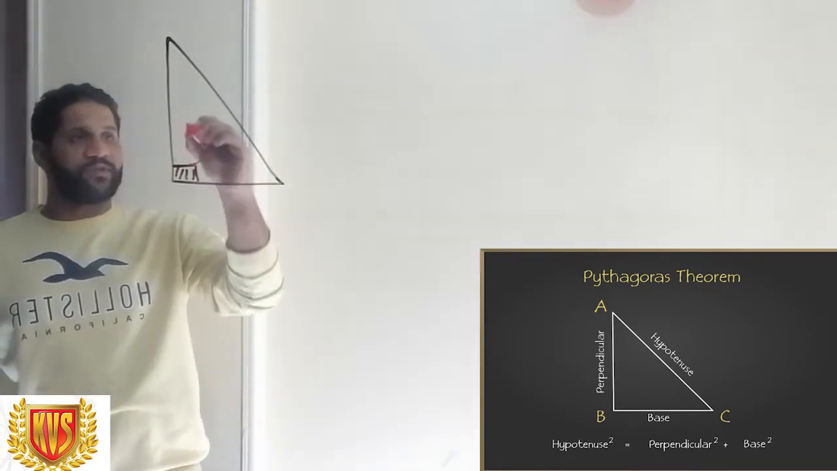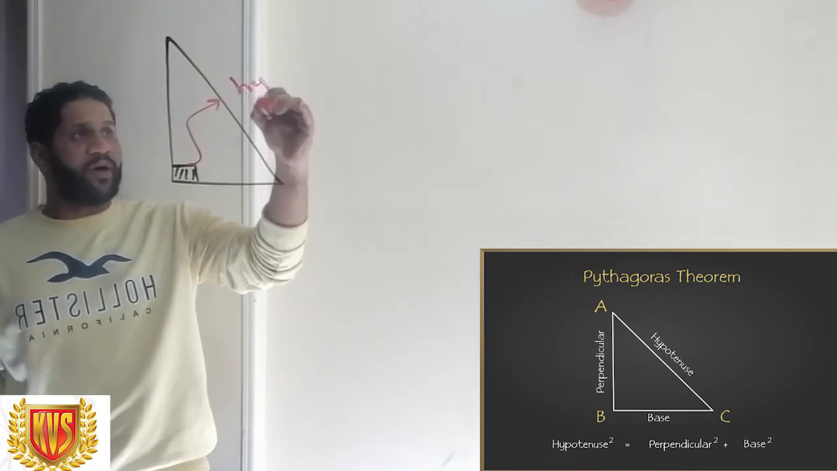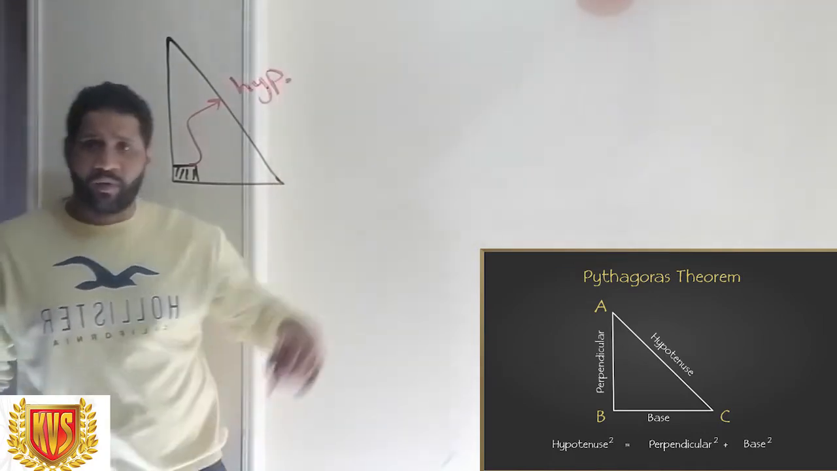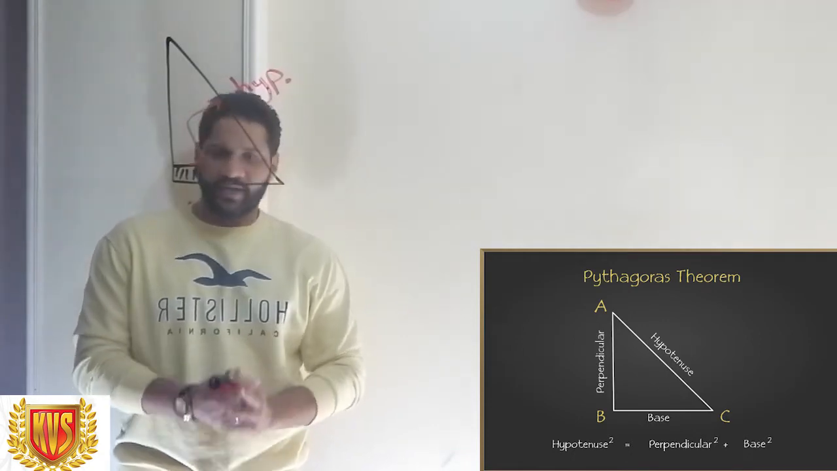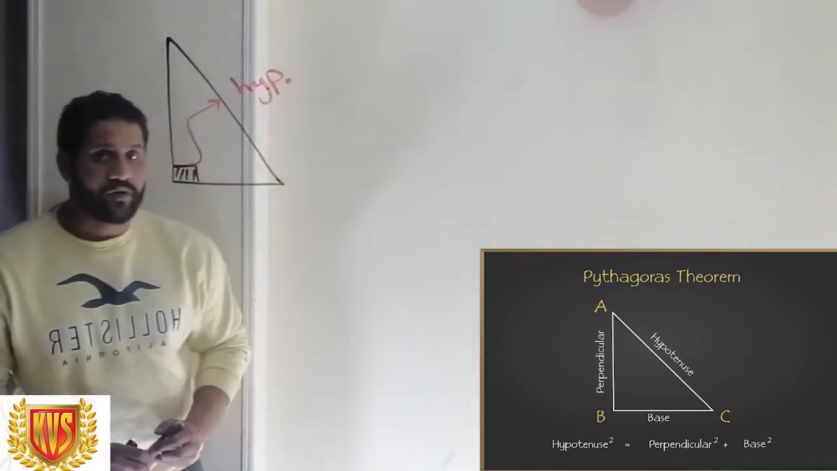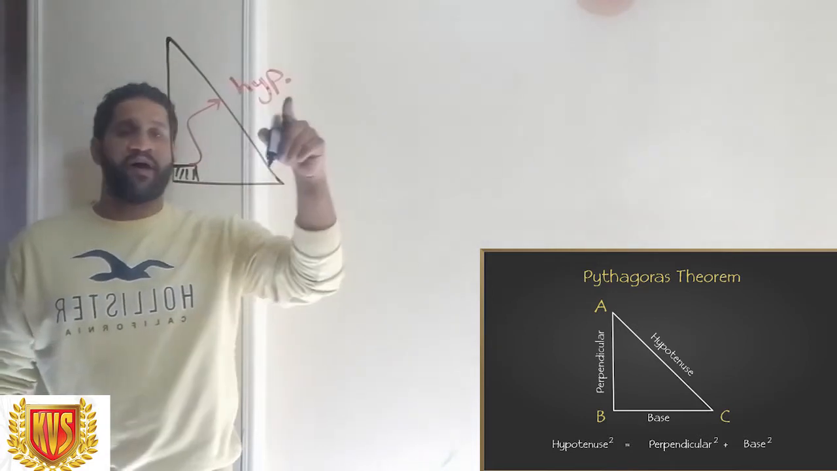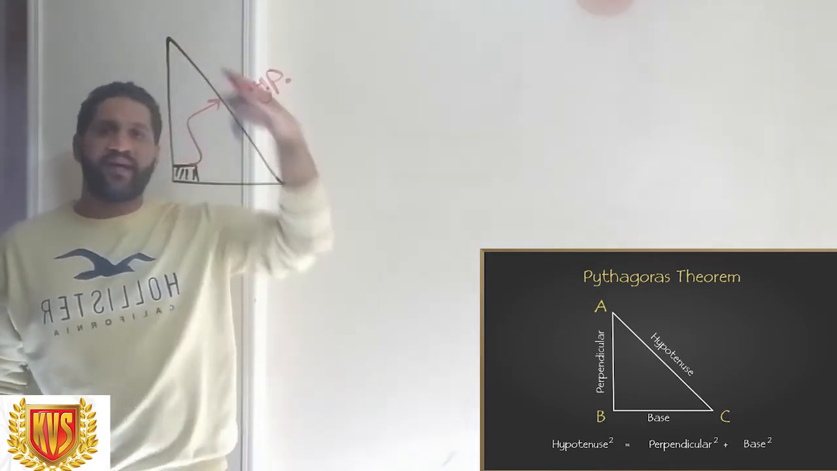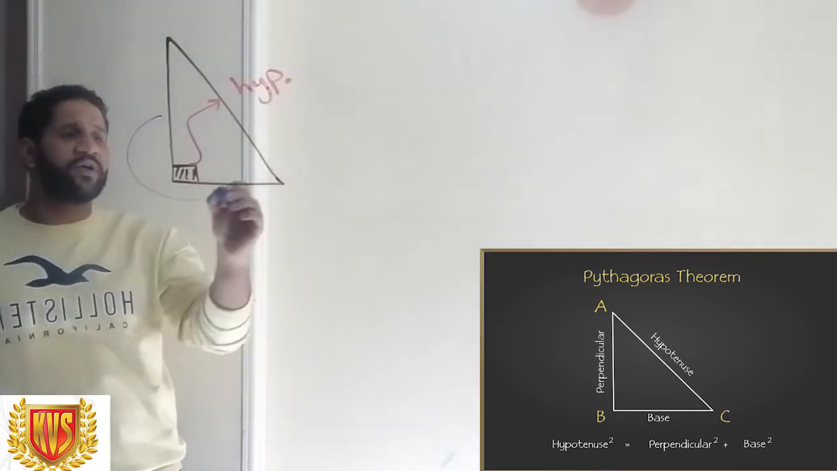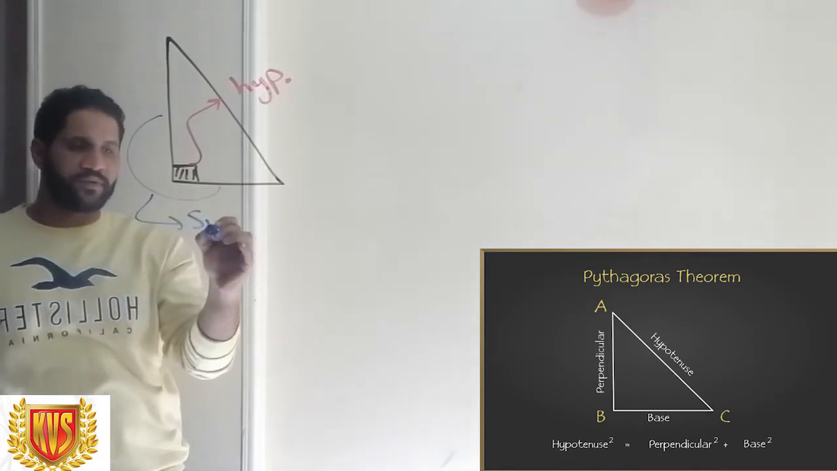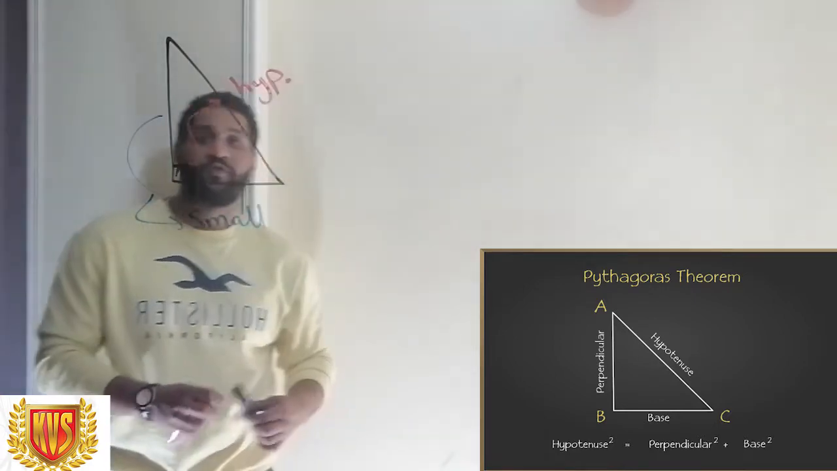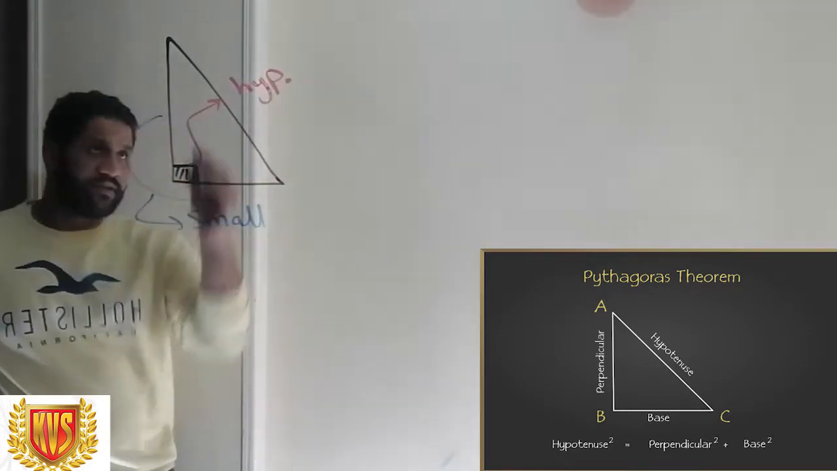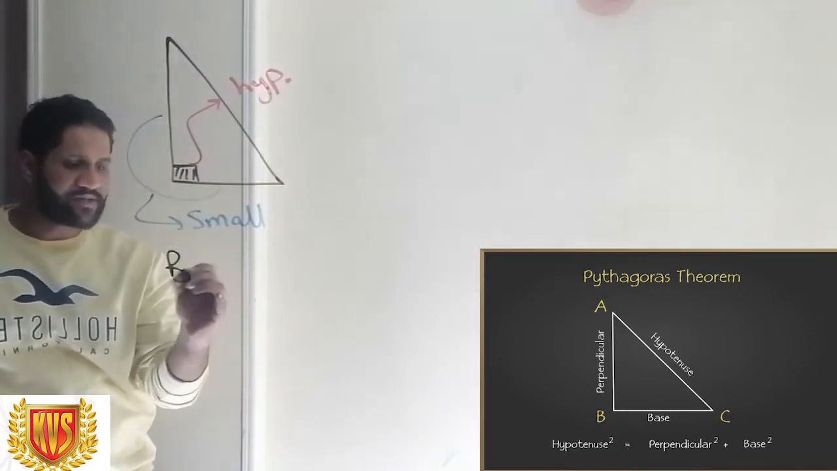The side opposite to the angle 90 is called the hypotenuse. What's the hypotenuse? The hypotenuse is the biggest side in the right angle triangle. So in any right angle triangle you always have a hypotenuse which is the greatest side, and you always have two small sides. Okay? The rule is to find the bigger side, which is the hypotenuse.